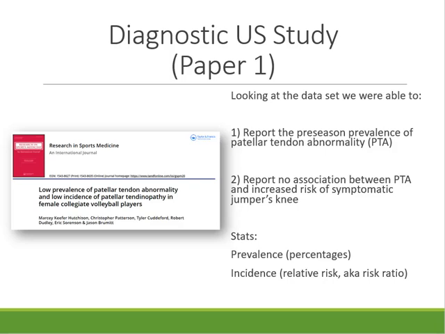We were able to look at the data and report the preseason prevalence, being another epidemiologic study design. So we could present the prevalence of patellar tendon abnormality. So did the tendon look abnormal or not healthy? And we were able to report that there was no association between that preseason presentation of patellar tendon abnormality and the subsequent onset of symptomatic jumper's knee. So this is interesting. This study had both a prevalence component, looking at the percentage of people at baseline, and it had an incidence component. So we were reporting again the relative risk.